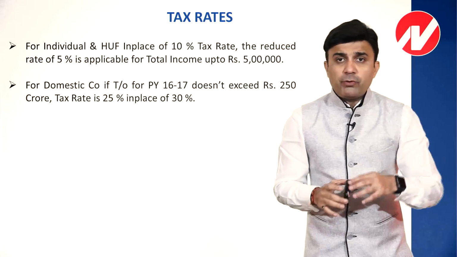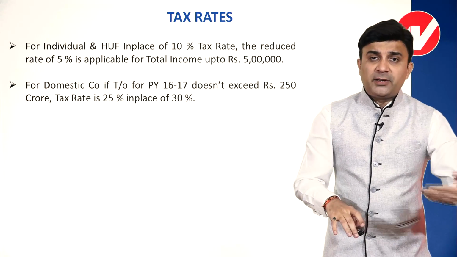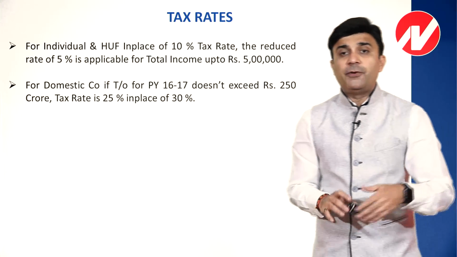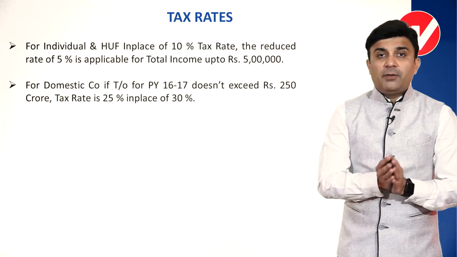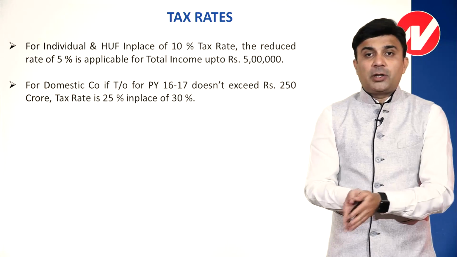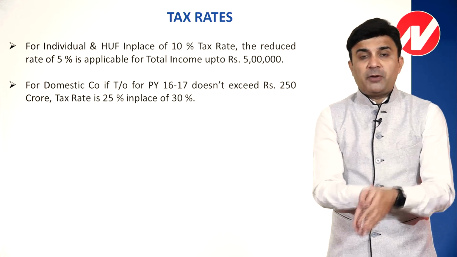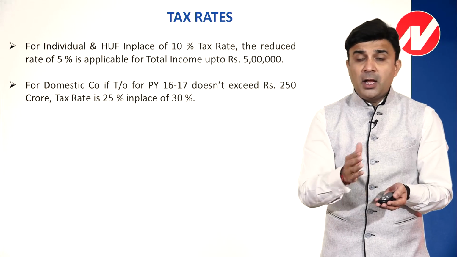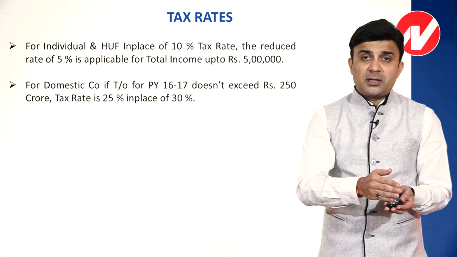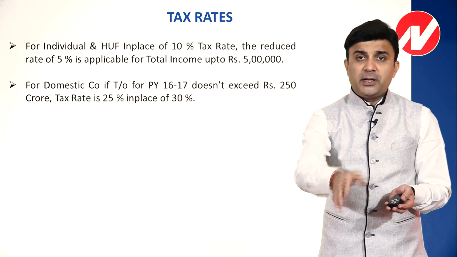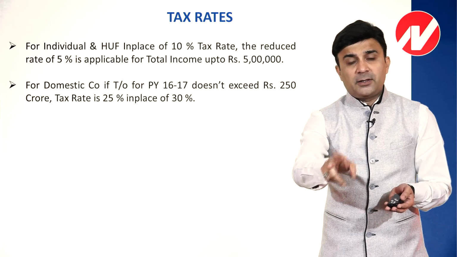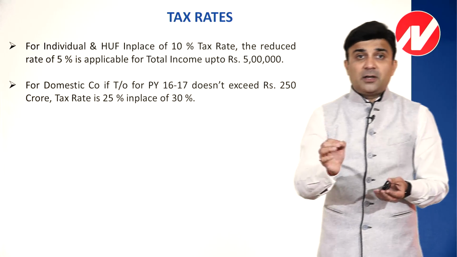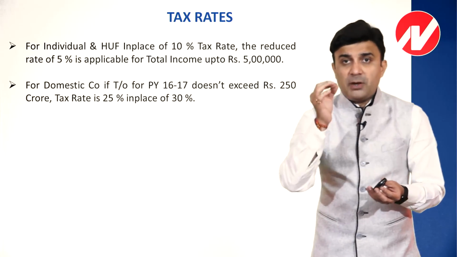If the government would have said previous year 17-18 turnover doesn't exceed 250 crore, then for the first installment of advance tax, that is on 15 June, you would not be aware whether it is going to be 25% or 30%, and you would be in a dilemma. Government wanted to avoid the same, and hence government has provided that you look at the turnover of previous year 16-17, for which the books of accounts are audited and finalized. If turnover doesn't exceed 250 crore, your tax rate in the financial year 2018-19 will be 25% in place of 30%.